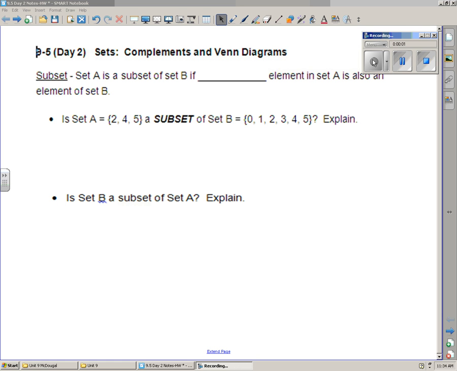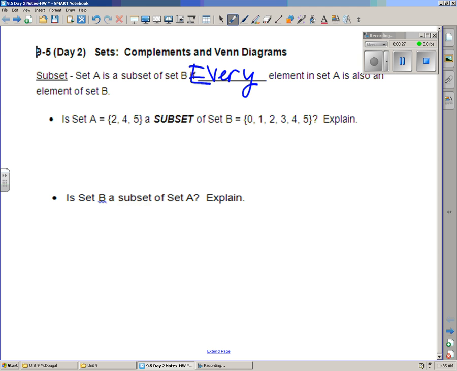Alrighty, so for today's lesson, we're going to be talking about complements and Venn diagrams, so set stuff again. So the deal is that set A is considered to be a subset of B if every element in set A is also an element of set B. So here you've got set A and there's 3 numbers, 2, 4, 5. Then you've got set B and there's 6 numbers, 0, 1, 2, 3, 4, 5.